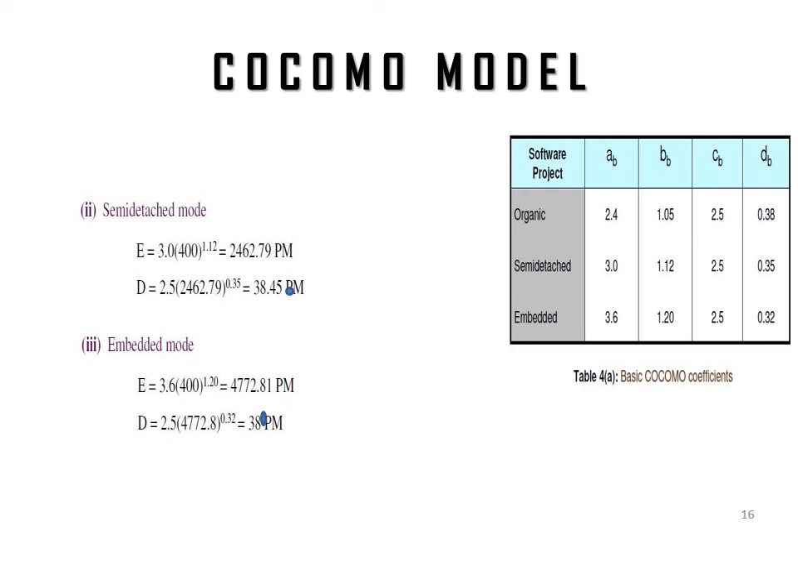And in embedded mode, the coefficients will be different, and the estimated size is the same, 400. In that way we will get the effort as 4772.81 person months and the duration as 38 months.